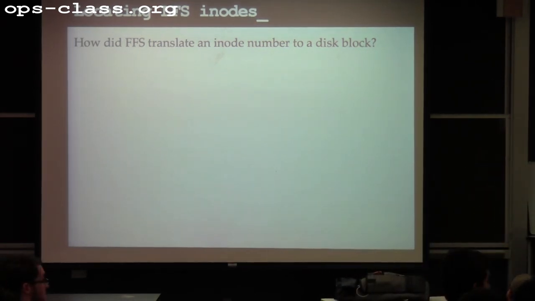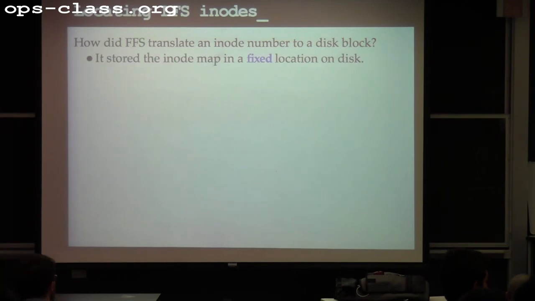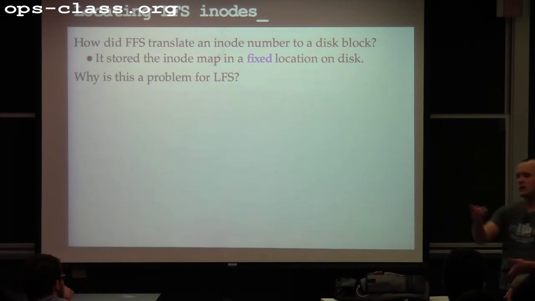Was it the inode map? Yeah, they have an inode map, right? And that inode map is stored at a fixed location on the disk or multiple locations, depending on how the disk is set up. But again, these are fixed places, so the file system knows where to find this stuff, right? Why is this a problem for LFS? You don't know where the inode maps are. Why not? Why can't I just put them in a fixed location on disk? That sounds easier. Because whenever you write to the end of the current file.